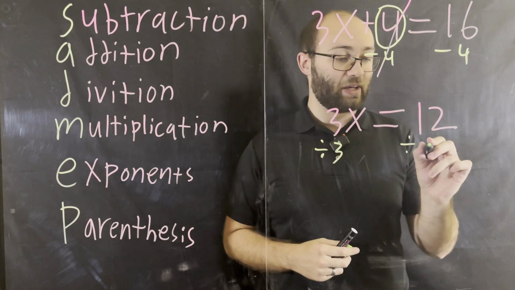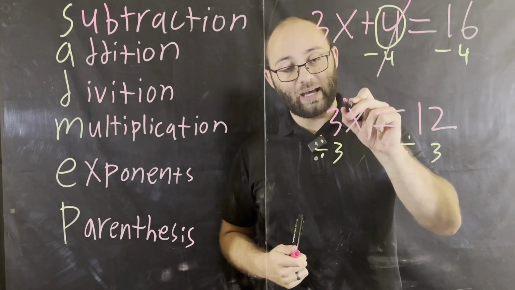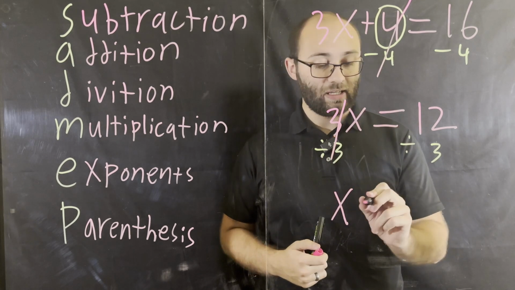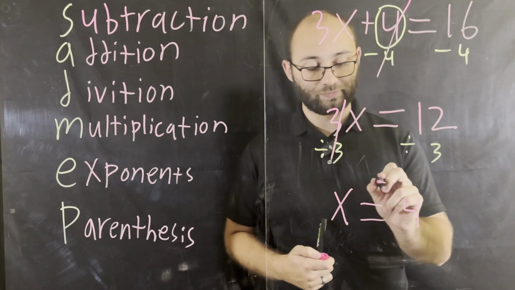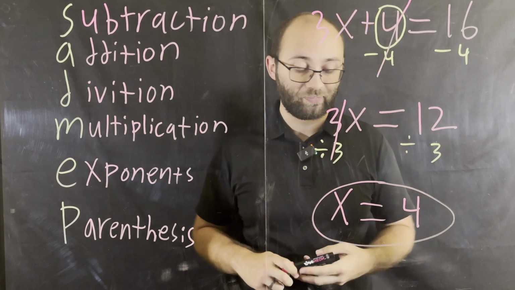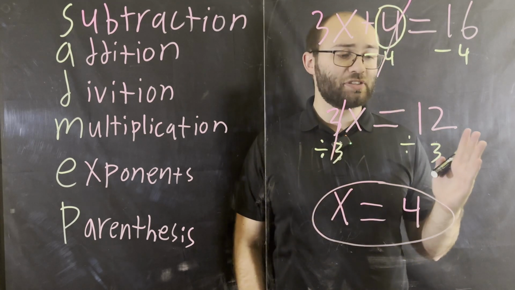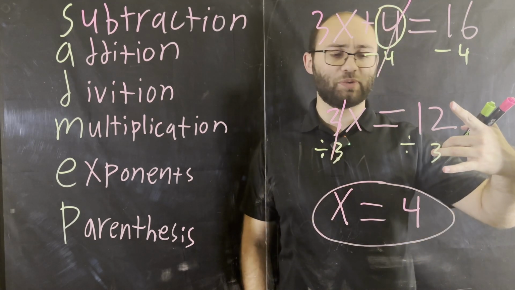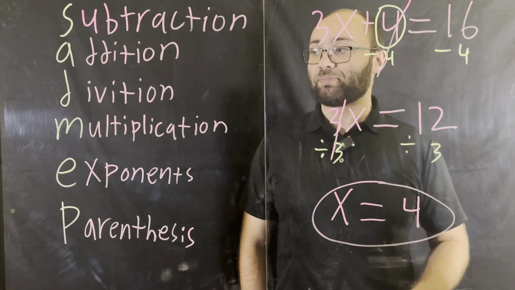Divide both sides by 3. Over here, these cancel out, and I'm left with x is equal to 12 divided by 3 is 4. And there's our answer. Okay. Notice that this time around, we were able to avoid any fractions except for at the end, but this was just simple division. And we were able to keep the problem pretty neat.